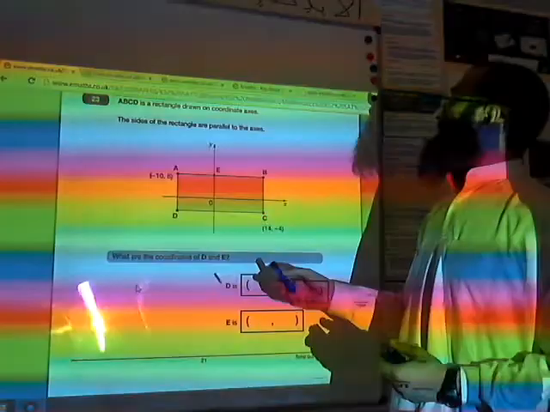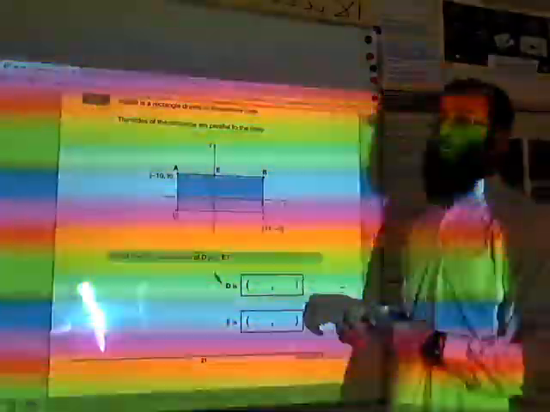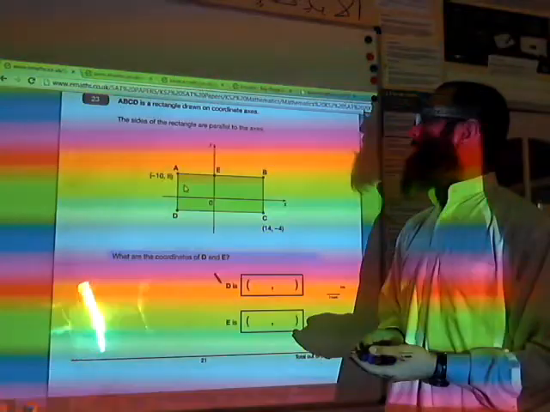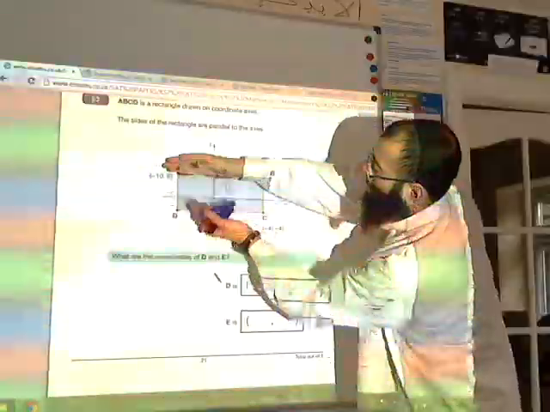ABCD is a rectangle. A rectangle is very important because a rectangle has got special properties. These lengths are the same as that length. This length is the same as that length. That's what you mean by rectangle. So certain things we can assume by the shape. The sides of the rectangle are parallel to the axis. So that means this line here is the same distance from this line, all the way across.